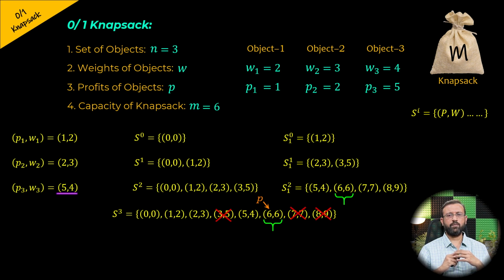That means the pair P3 W3 representing object 3 is included. Therefore the solution X3 will be 1. Then to which pair in set S2 we added the pair P3 W3, that is 5 comma 4, representing object 3, to get 6 comma 6? We added the pair 5 comma 4 to the pair 1 comma 2 in set S2 to get 6 comma 6. Now this is same as subtracting the pair 5 comma 4, which is included, from the pair 6 comma 6, which is 6 minus 5 comma 6 minus 4, that will give us 1 comma 2.